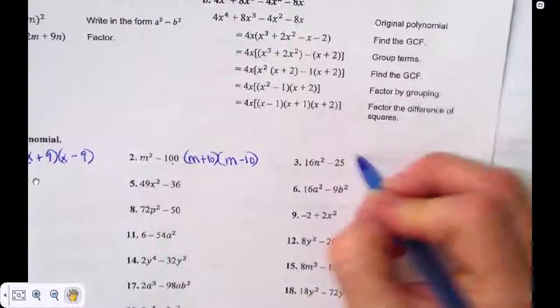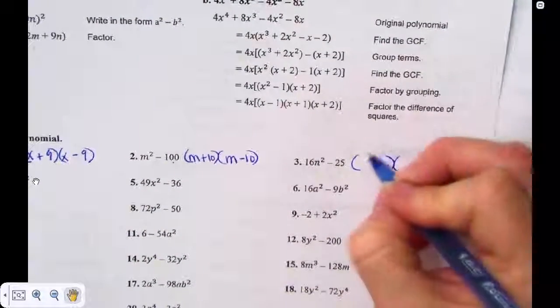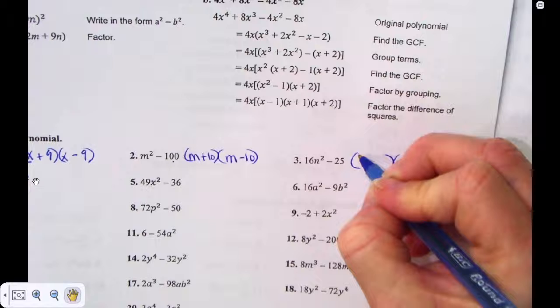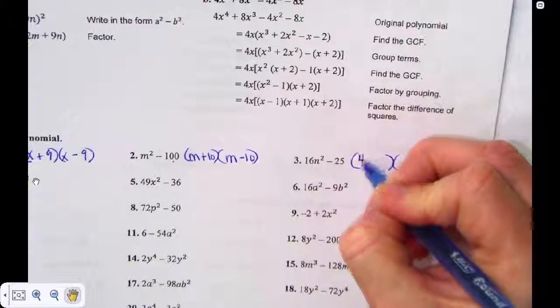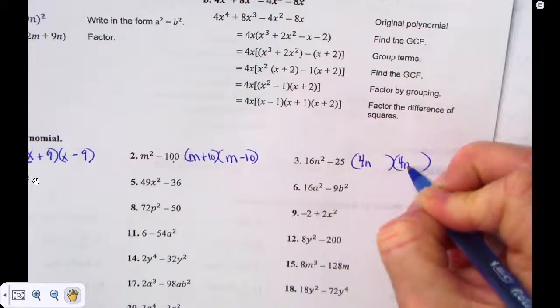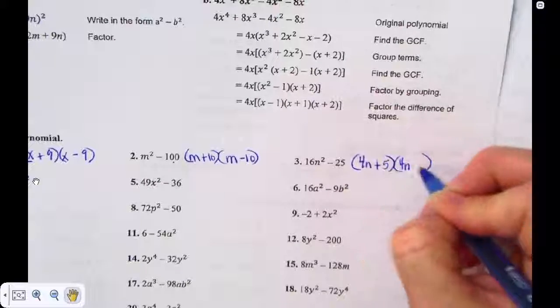Okay, on number 3, what's it going to be? Isn't it 4n plus 5 minus 5.